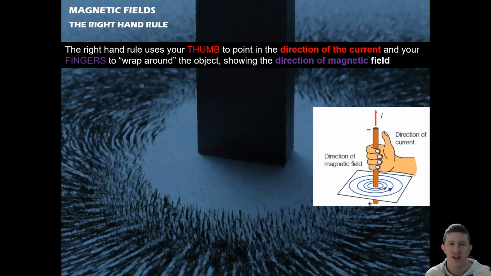The right-hand rule uses your thumb to point in the direction of the current and your fingers to wrap around the object, showing the direction of the magnetic field. So if we look at that example from the previous slide, I said that in one case the direction was going clockwise and the other was going anti-clockwise. And we can test this with our thumb. So if we have the current traveling up, as shown in the picture, our fingers curl around the wire, and our finger curl represents the direction of the magnetic field. So we can see it creates that anti-clockwise direction in this case.